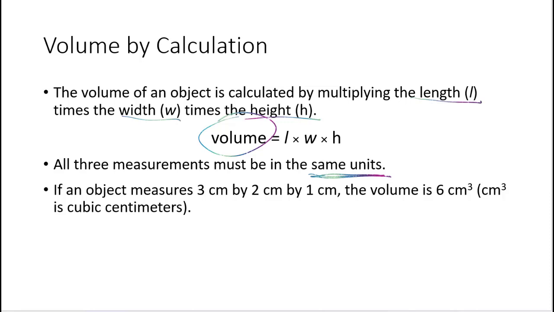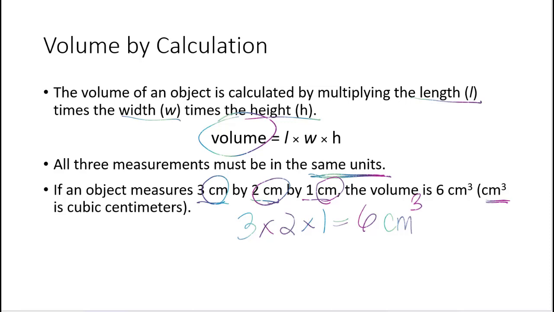So let's say if I had an object and it was 3 centimeters by 2 centimeters by 1, I'm just going to do 3 times 2 times 1, so 3 times 2 is 6, times 1 is still 6. And then I have to look at those units. Centimeters times centimeters times centimeters is centimeters cubed. And that means cm3 is cubic centimeters.